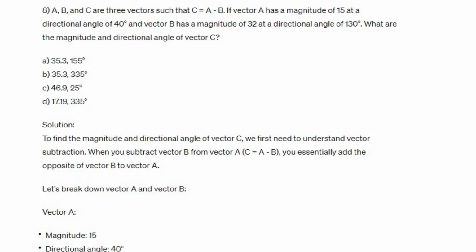Problem 8. A, B, and C are three vectors such that C equals A minus B. If vector A has a magnitude of 15 at a directional angle of 40 degrees, and vector B has a magnitude of 32 at a directional angle of 130 degrees, what are the magnitude and direction angle of vector C?